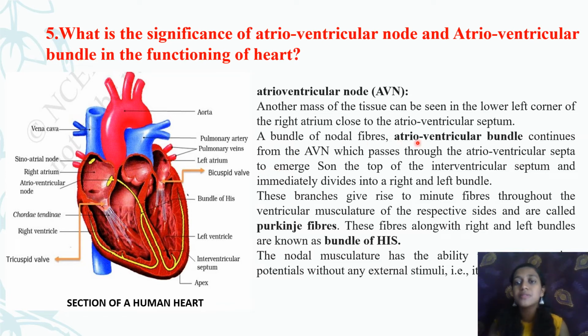A bundle of nodal fibers, that is the atrioventricular bundle, continues from the atrioventricular node and passes through the atrioventricular septa to emerge from the top into the interventricular septum. As soon as it reaches here, it divides into the left and right bundle. This gives rise to minute fibers throughout the musculature on the respective sides. They are called Purkinje fibers. These Purkinje fibers are responsible for the generation of action potential. This is about the atrioventricular node and atrioventricular bundle.